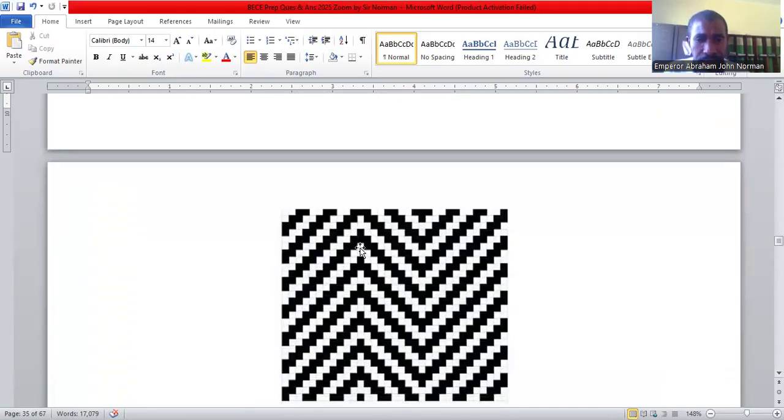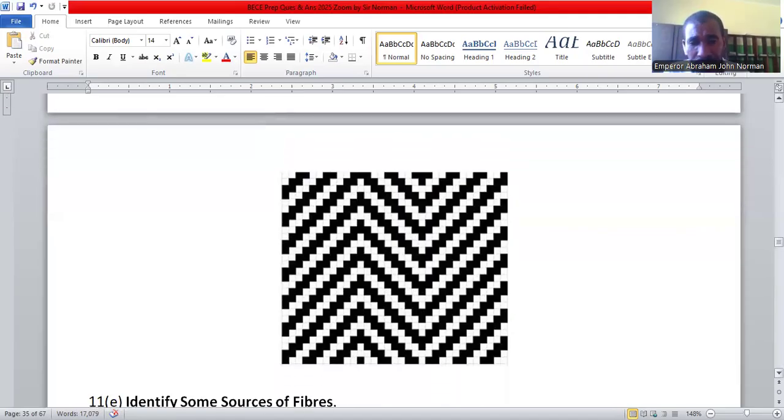Now you can see that 2 diagonal lines, one from the left, the other from the right, are meeting at an apex. This one comes from the left, this one comes from the right, meeting at an apex. So at the end of the day, they create zigzag patterns on the fabric. That is how it is.